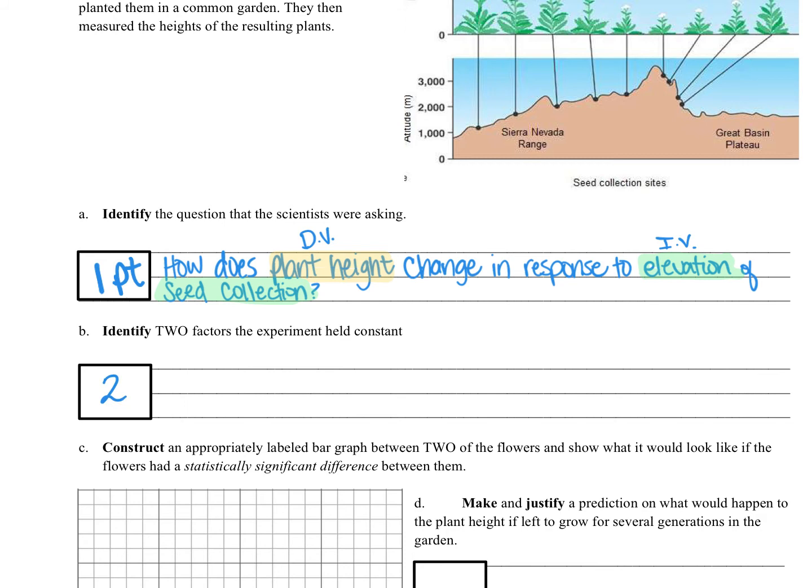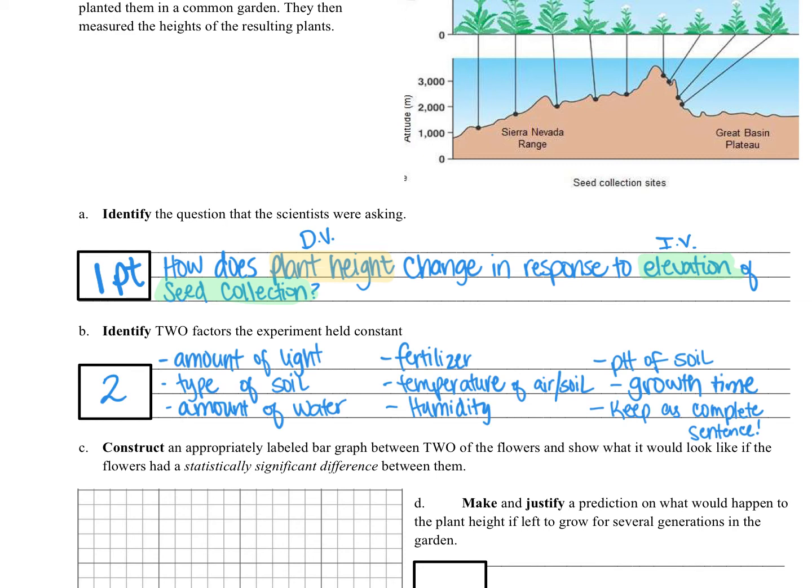Now in the experiment, they did keep the plants in a garden, a controlled garden. So here you can use any aspect of the garden that could have been held constant. You don't have to list them all, you just had to identify 2. So here are some examples. So I have listed here any of the factors that could have been held constant in this experiment. You don't need all of them, you just need to identify 2.